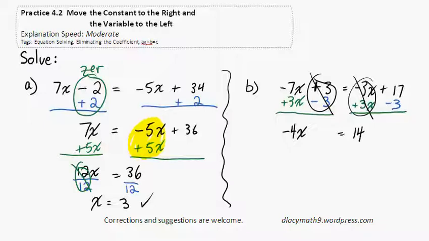Well, we're just about there. -4x divided by -4, 14 divided by -4. On the left, I have a 1, so it's just x. On the right, I see a common factor. 4 and 14 are both divisible by 2. 14 divided by 2 is 7. -4 divided by 2 is -2.